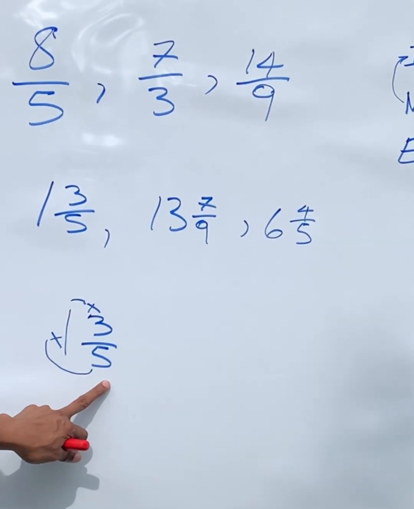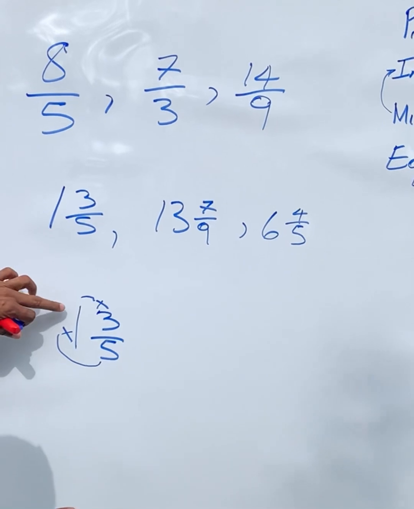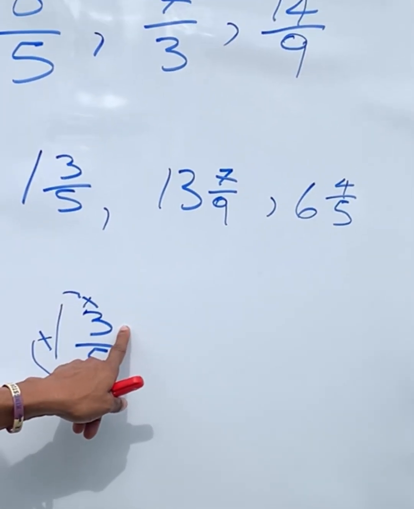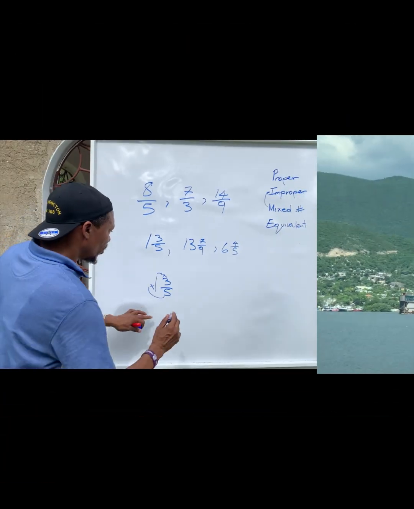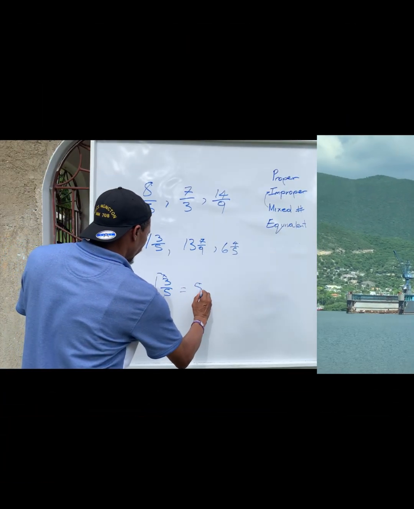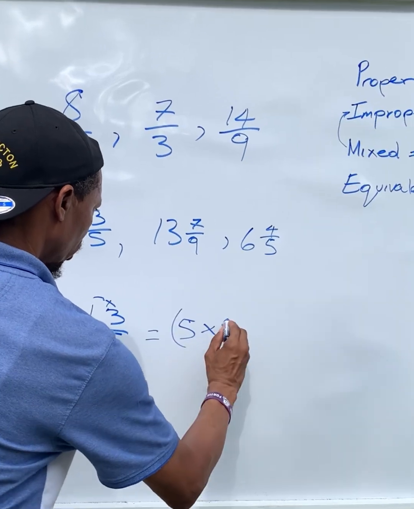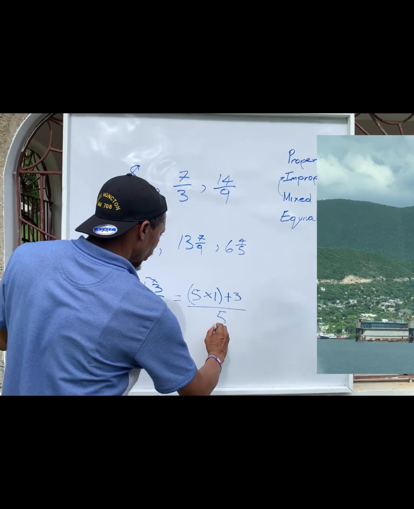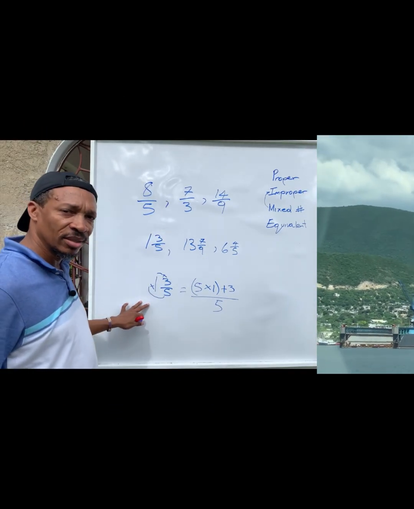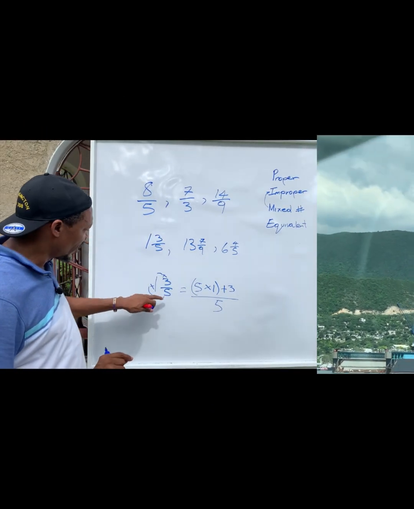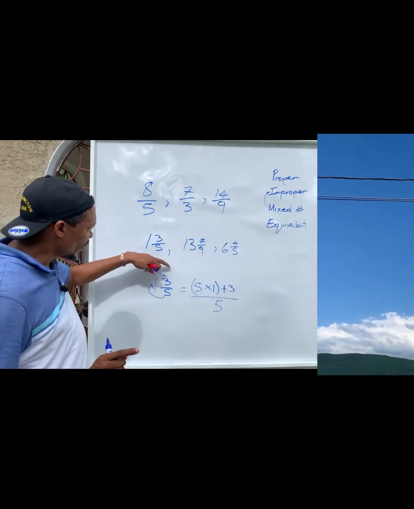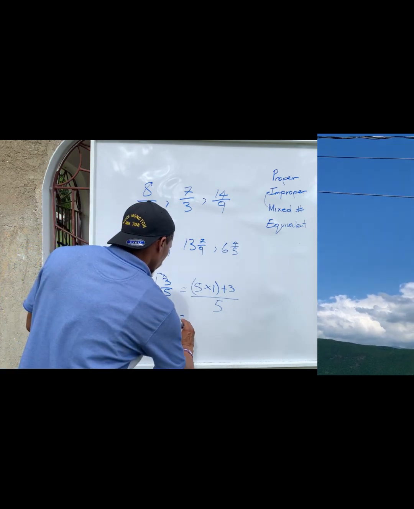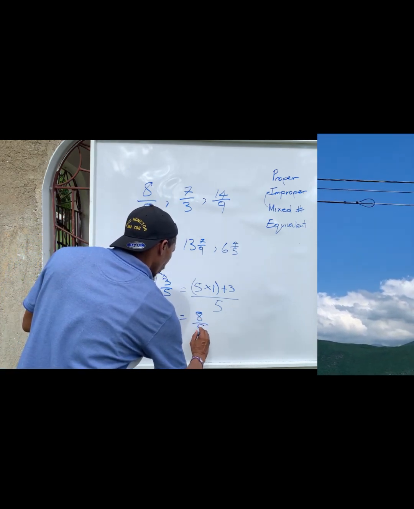We multiply the denominator times the whole number, and then we add the numerator and put it back over the 5. So this is how we will do that. It will be 5 times 1 plus 3, and this will be placed over the denominator. All right, so it will be 5 times 1, which is 5, plus 3 gives you 8 over 5. So this will be equivalent to 8 over 5.